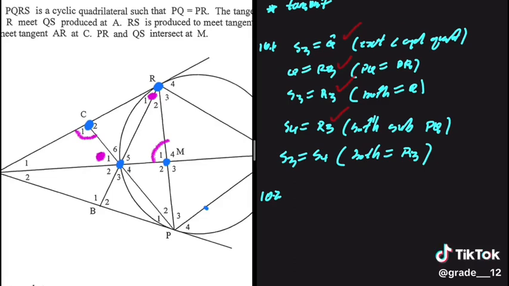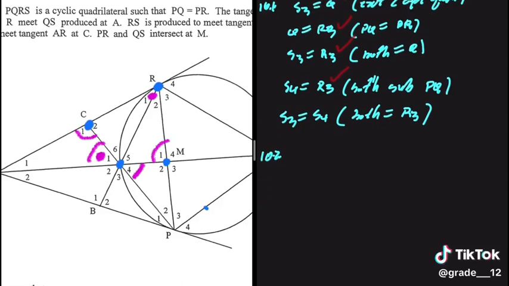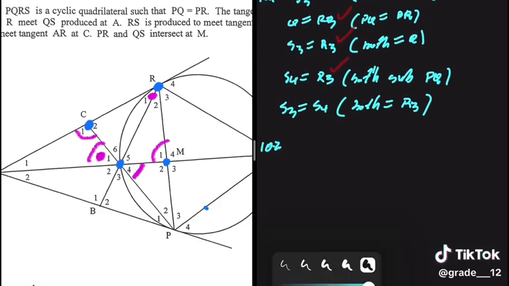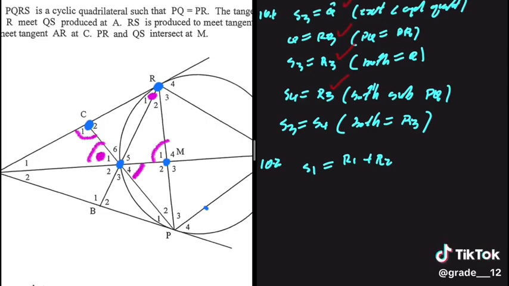I'm realizing something. I'm realizing that S4 is equals to S1. And in the question above, we've talked about S4. So why not try prove that S1 is equals to R1 plus R2? Because we can just carry on from what we've been doing from 10.1. We don't have to necessarily start anything new, okay?